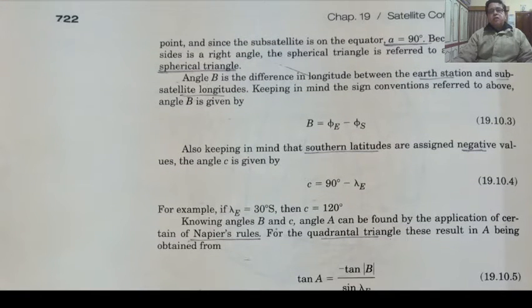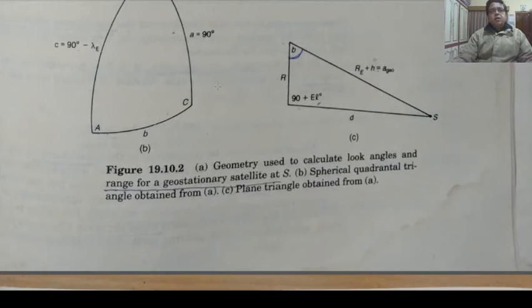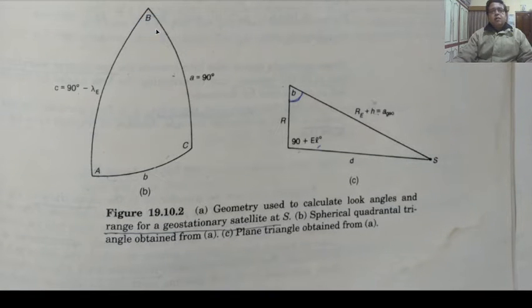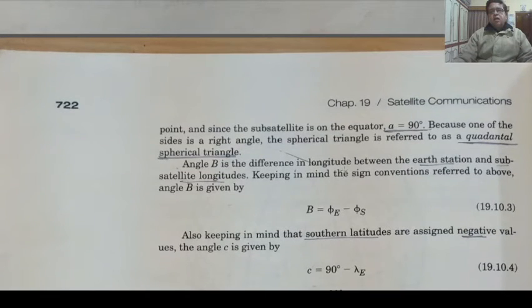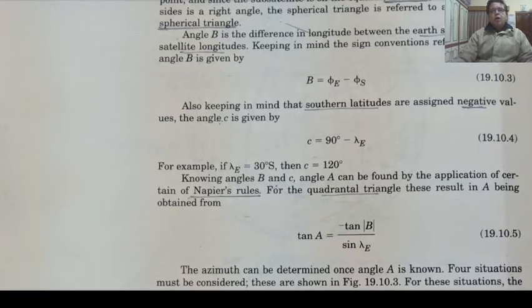Angle B is the difference. What is angle B? Angle B is the difference in longitude between Earth station and subsatellite longitudes. Keeping in mind the sign convention, angle B equals phi E minus phi S. Also, keeping in mind that southern latitudes are assigned negative values, the angle C is given by 90 degrees minus lambda E. For example, if lambda E is 30 degrees south, then C is 120 degrees.